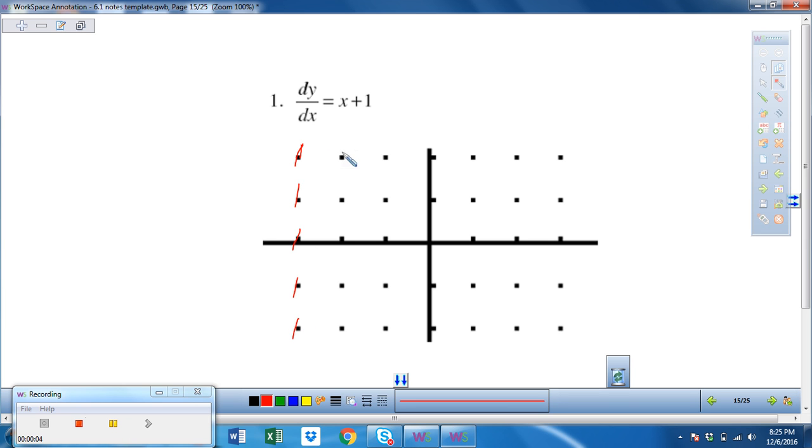Here, when x is negative 2, I'm going to get negative 2 plus 1, which is negative 1, so now all of my slopes are going to be negative, even though I just drew them all positively. Sorry about that.